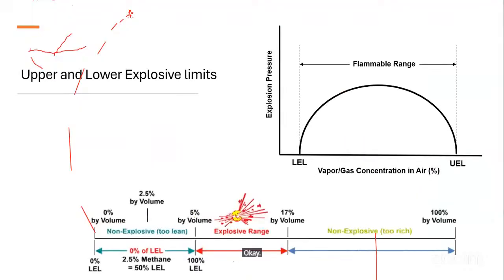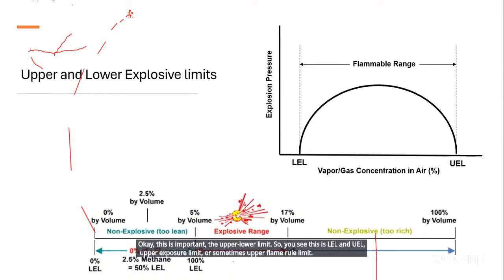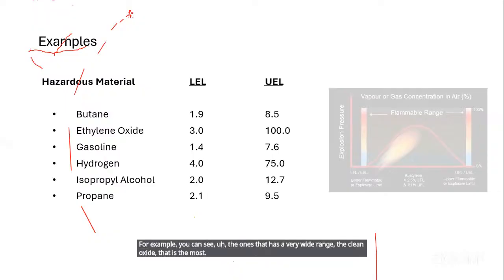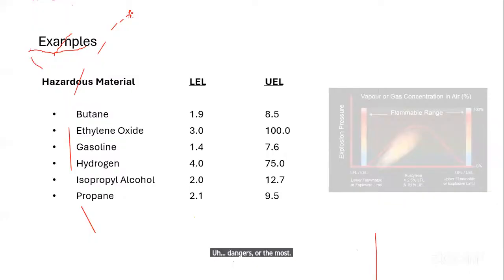Okay, and this is important, the upper and lower limit. You see this is LEL and UEL, upper explosive limit, or sometimes upper flammable limit, and lower flammable limit. That means a chemical can only ignite or explode when it's between these two limits. When it's less than that, it's too little concentration and will not ignite. If it's higher than that, the concentration is too rich, not enough oxygen for it to happen. These are just examples. You can see the one that has a very wide range, ethylene oxide, is the most dangerous, or the most hazardous.